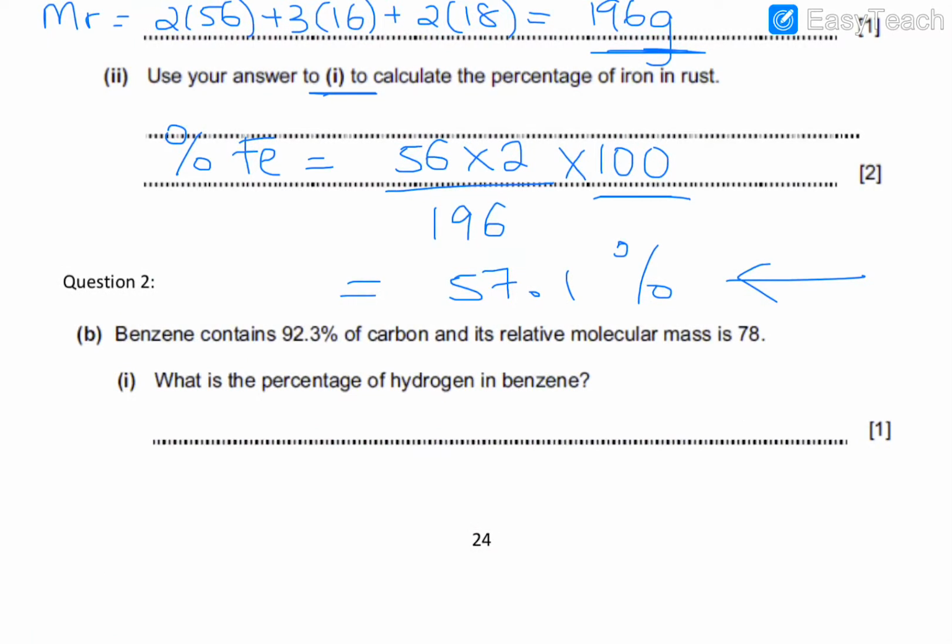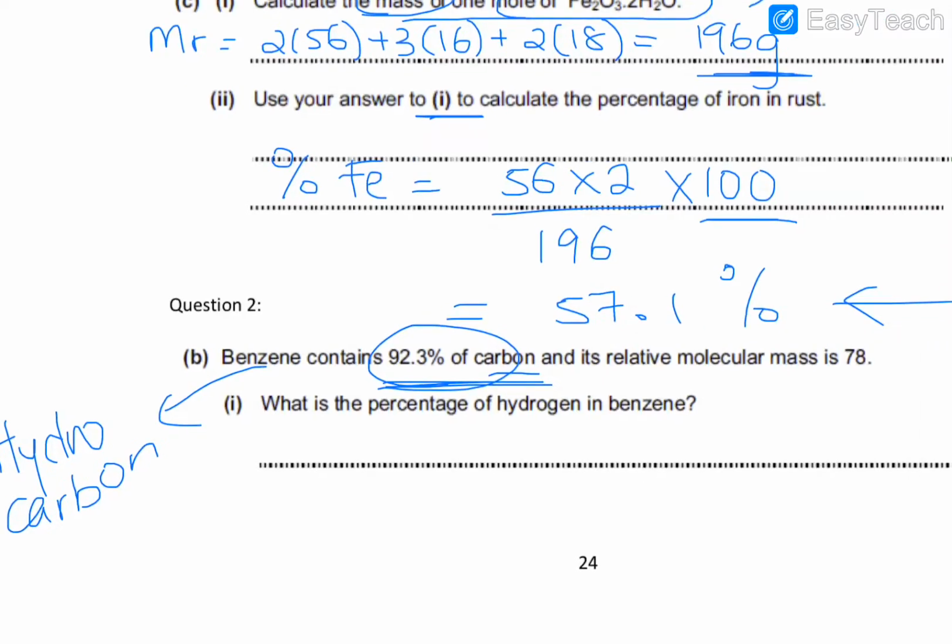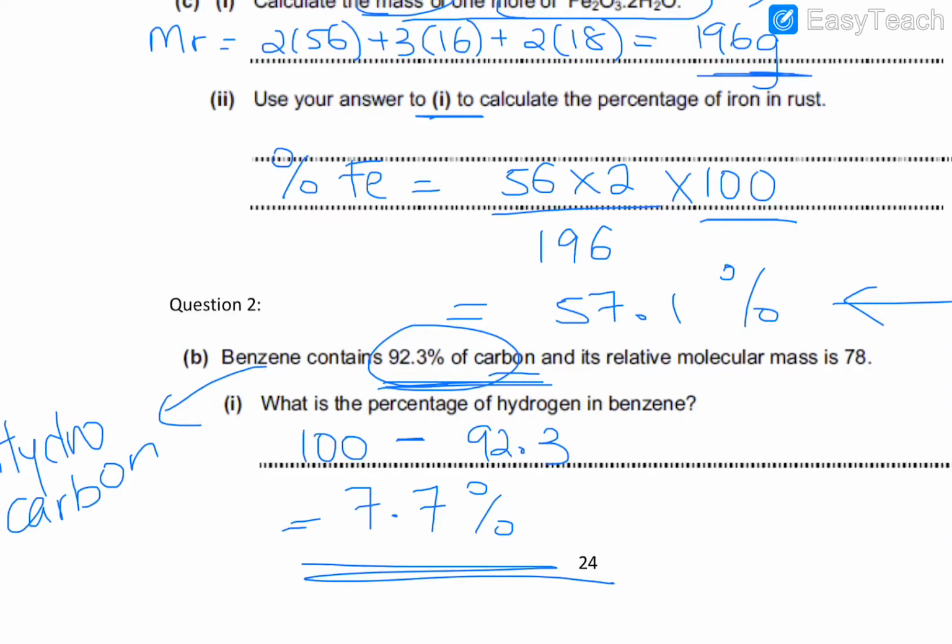Then it says benzene contains this amount of carbon. For this question, you have to know that benzene is a hydrocarbon, which means that it contains only carbon and hydrogen. So if there is 92.3% of carbon, the rest is hydrogen. So what's the percentage of hydrogen? It's just 100 minus 92.3. So here, that's it. We are not actually using the MR over here.